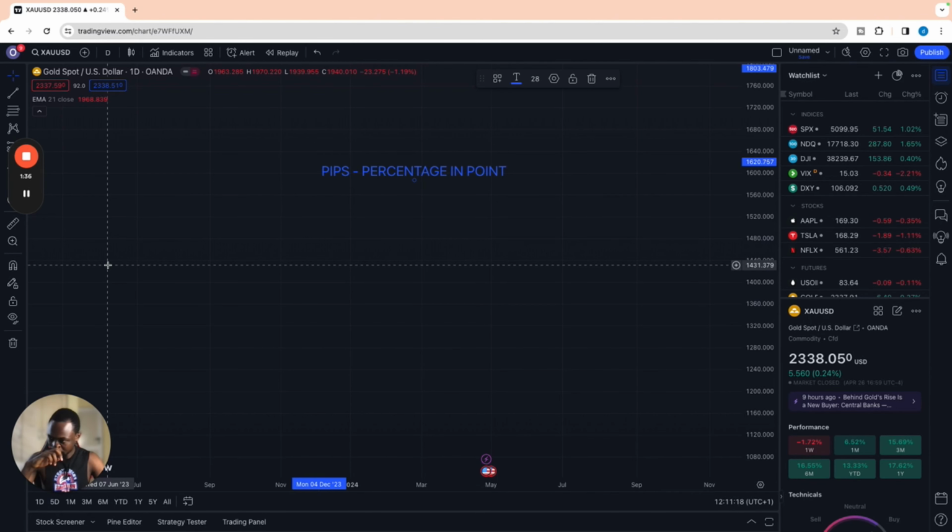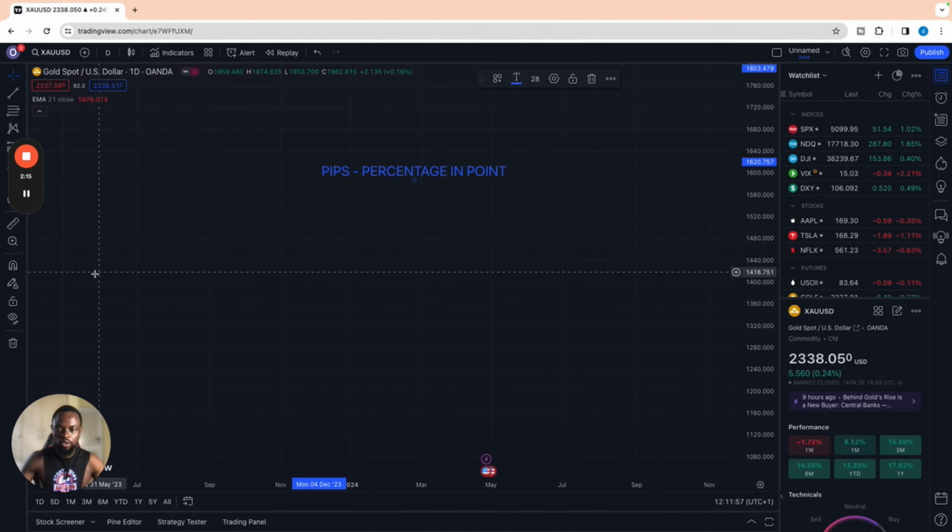So lot sizes in forex trading refers to standardized contract sizes used to control the volume of a trade. There are three main types of lot sizes. We have the standard lot size, we have the mini lot size, and we have the micro lot size. A standard lot represents 100,000 units of the base currency, a mini represents 10,000 units, and a micro lot represents 1,000 units. So lot sizes allow traders to manage their risk exposure and control the size of their positions.